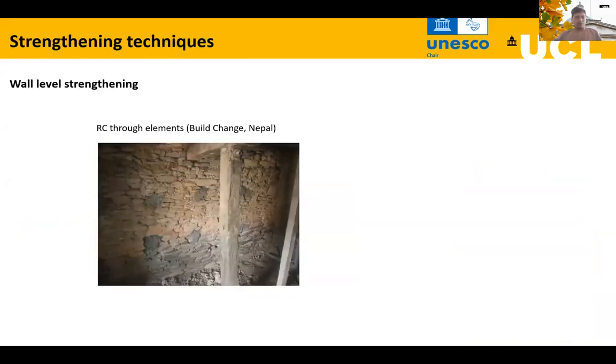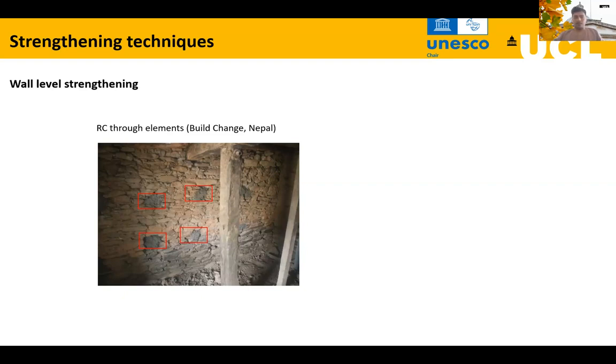At wall level deficiencies, we have the poor integrity, poor material quality within the walls, poor connections within the leaves, and so on. So one of the retrofitting at wall level is to put through elements. For example, here they have made some holes through the masonry and put a reinforcement bar, and then with some concreting there.